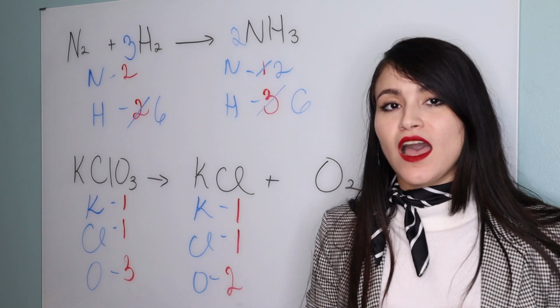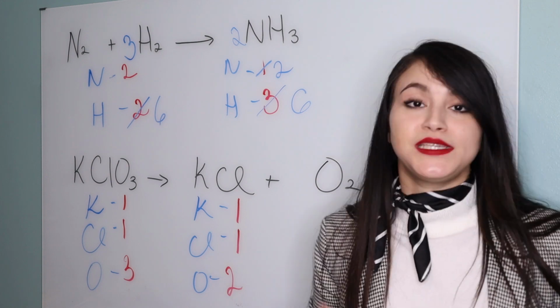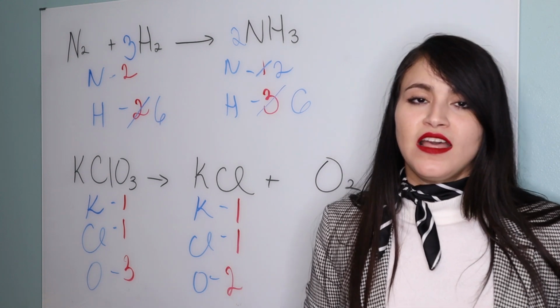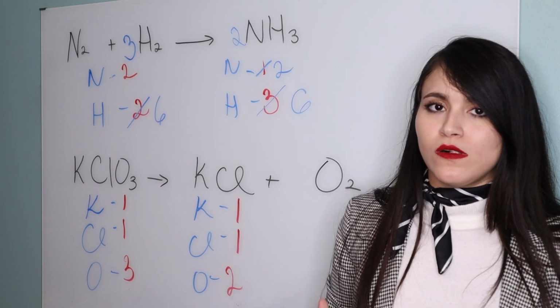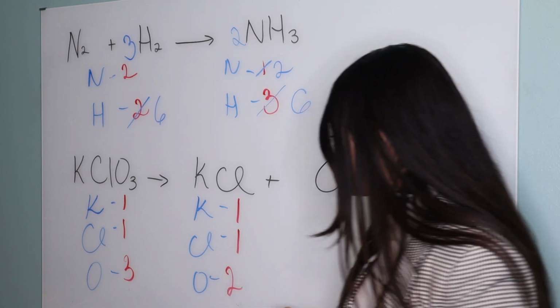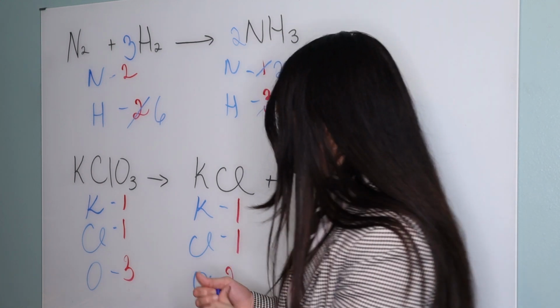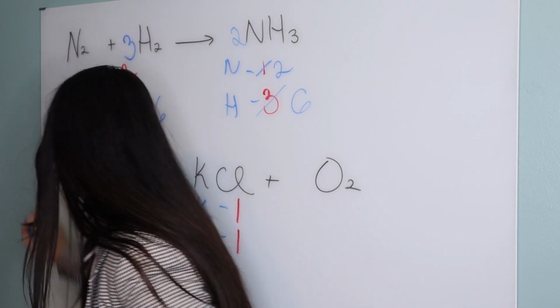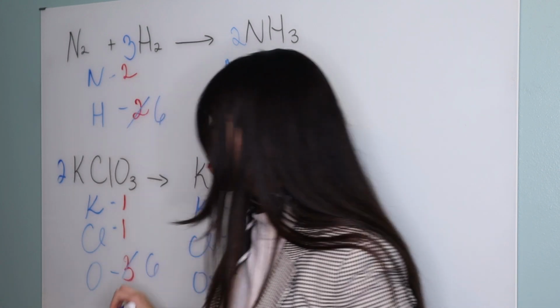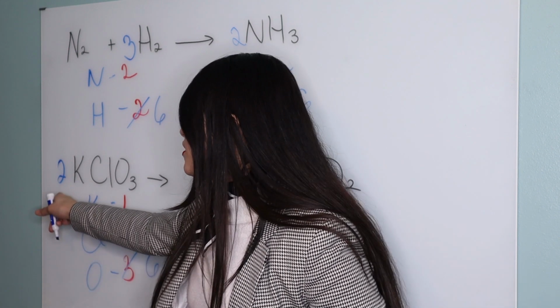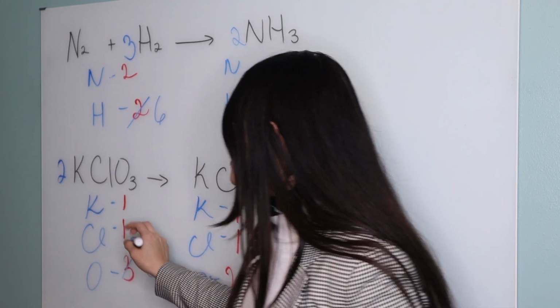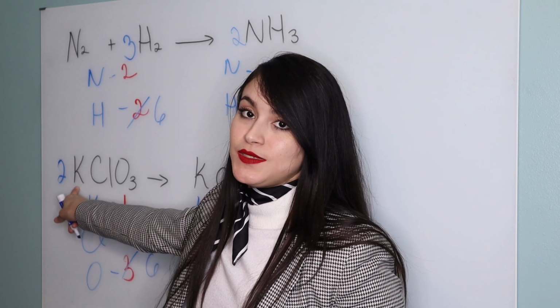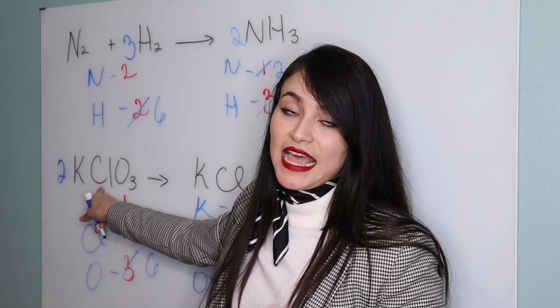We have to find a common denominator. So that's going to be 6. Then you ask yourself, 3 times what is going to equal 6? The answer is 2. So I'm going to take 2 and put it in here. Now this becomes 6. But because we put this coefficient in front of this whole compound, now this potassium is affected and this chlorine is affected as well.